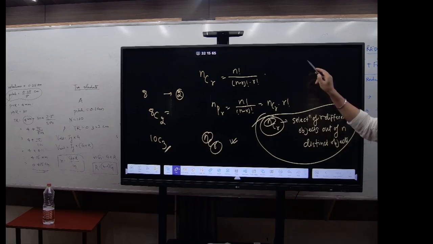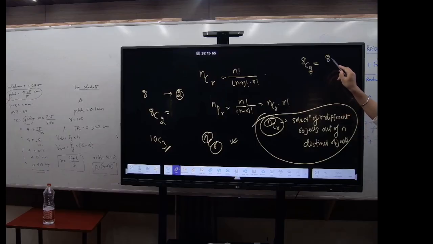Let's say I have to solve 8C2. One way is to use the formula. Another way: see how many times 2 is written. 2 is written, so just open 8 in decreasing order 2 times: 8 into 7. Divide by 2, written as 1 into 2, and just solve it. What is the value? 4 7s are 28. So the 8C2 value will be 28.